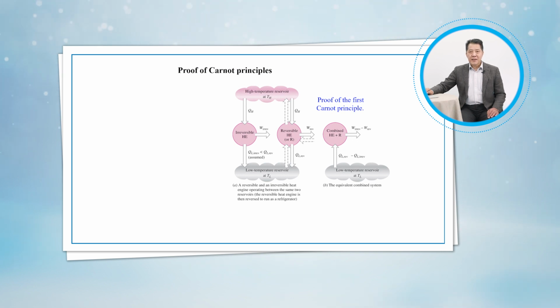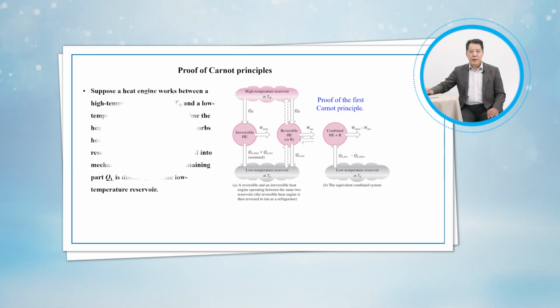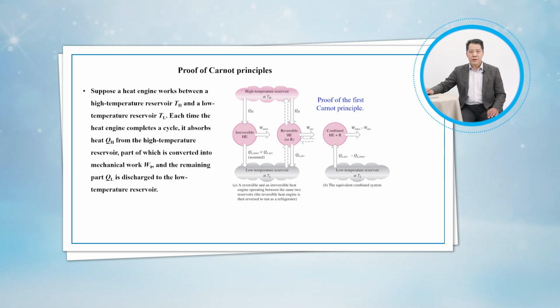The topic of this subtask is about the proof of Carnot principles. Suppose a heat engine works between a high-temperature reservoir and a low-temperature reservoir. Each time the heat engine completes a cycle, it absorbs heat from the high-temperature reservoir, part of which is converted into mechanical work, and the remaining part is discharged to the low-temperature reservoir.